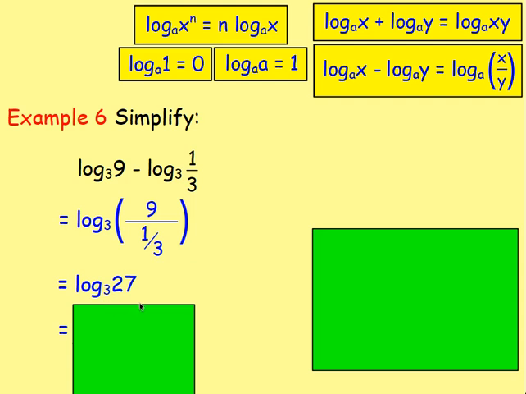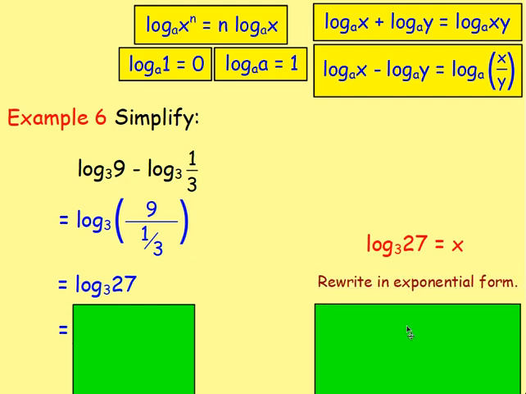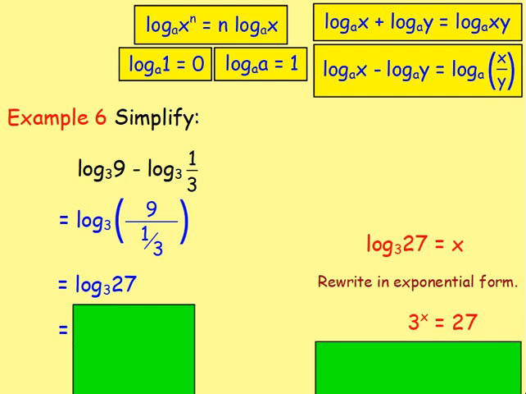And now we've got log base 3 of 27. We need to work that out, so go off to the side and just let that equal something. It's difficult to work out when it's in log form, so rewrite it as an exponential. So rewriting in exponential form, think base, bottom, top. The base is 3. Draw a line at the bottom to the other side, so it'll be 3 to the power of x, and that will equal 27.